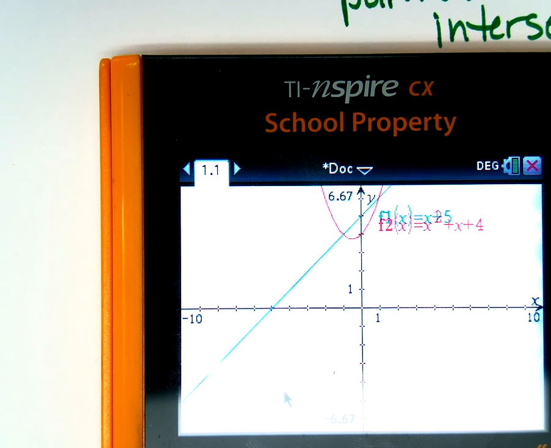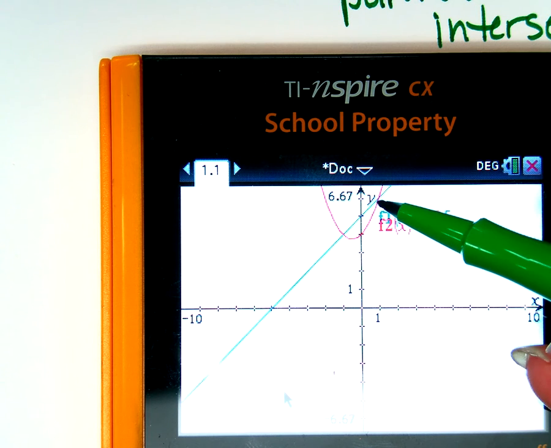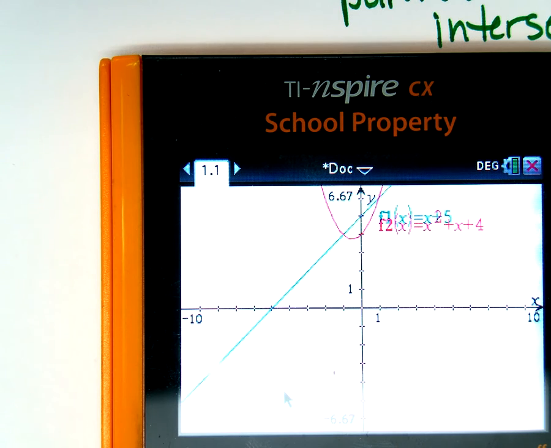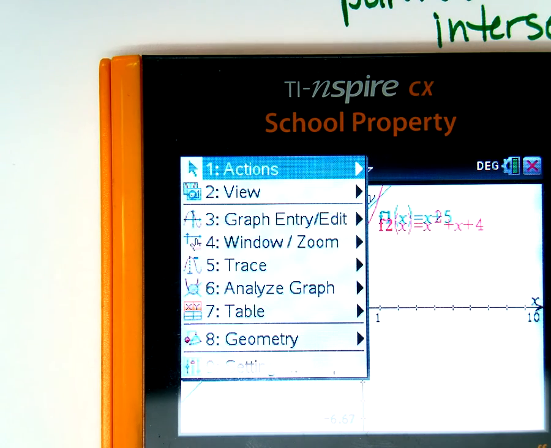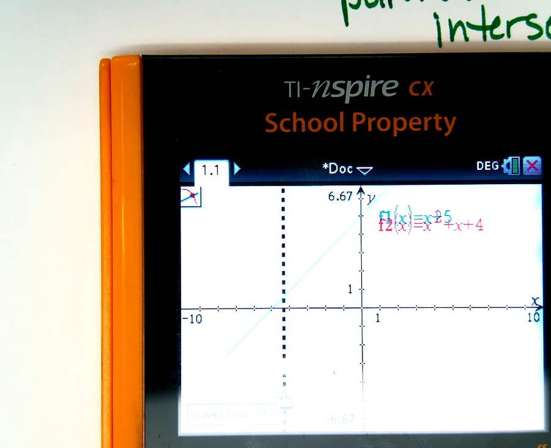Where are they? Where they cross each other, right? So one of them is right here, and one of them is right here. How do we go about finding out where those solutions are? Okay, we can do that. Menu, which is analyze, and then 4, which is intersection, right? Now what?